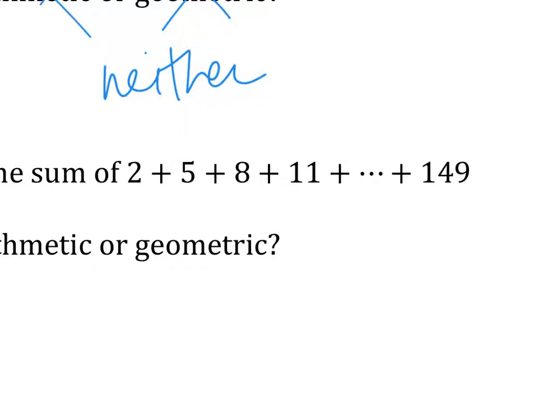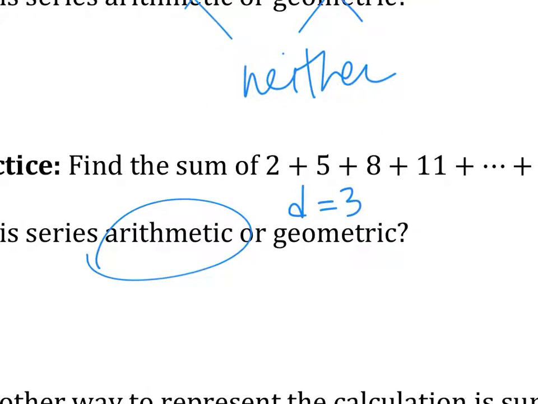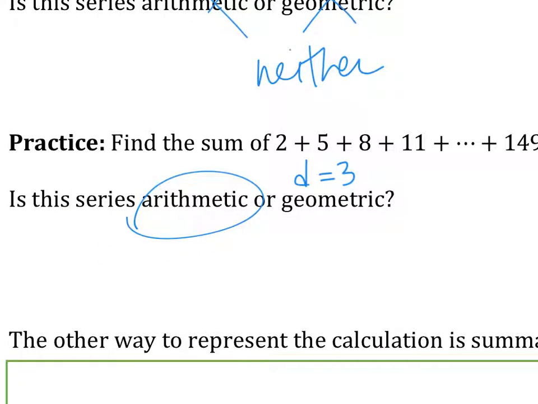Let's vote again. How many people think it's arithmetic? Okay, Mark, what number do you add to get to the next number? 3. Good. Okay, so it is arithmetic. d is 3. Now let's add it up.